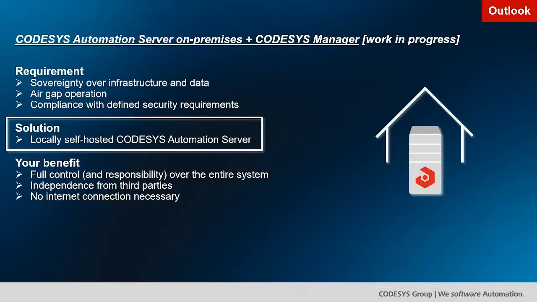And the automation server can also be connected without any internet connection, which sometimes might make sense, for example, if you want to connect your on-premises automation server to another site or location where you have some PLCs that should also be controlled with the automation server.